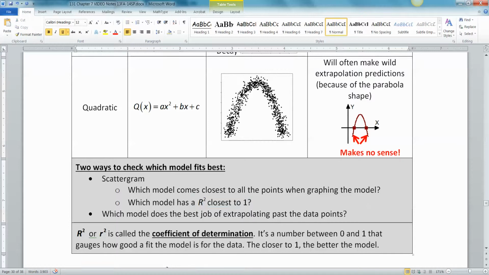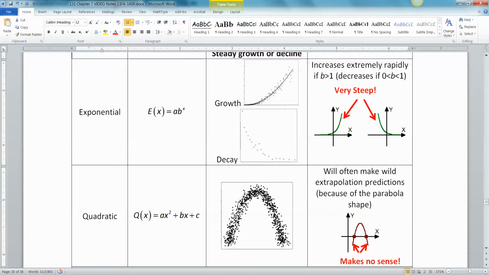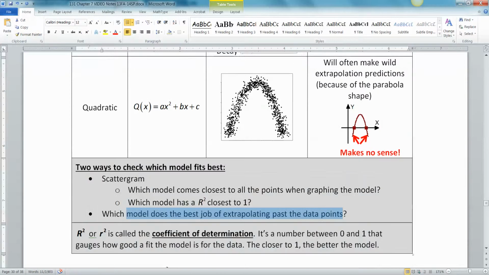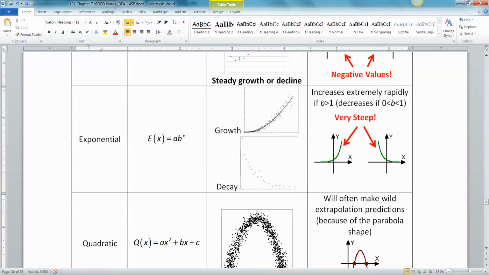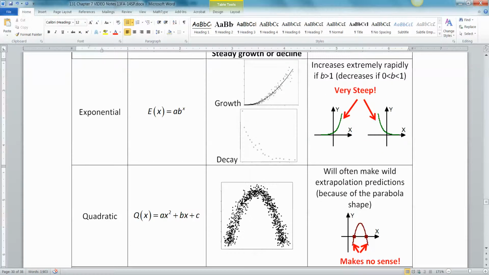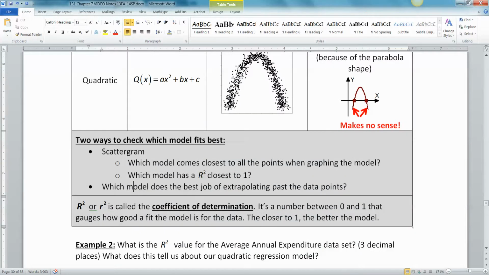And then beyond that, you can ask yourself, well, maybe it looked like the exponential was doing okay, but then it came up with crazy answers, so I'd rather use the quadratic instead. In other words, which model does the best job of extrapolating past the data points? And that's kind of a tricky situation. All three of these are kind of tricky. There's no one right answer for what the best model is. Sometimes it's a judgment call between whether it's quadratic or exponential, or linear or exponential, that kind of thing. So you're going to have to make some judgment calls.